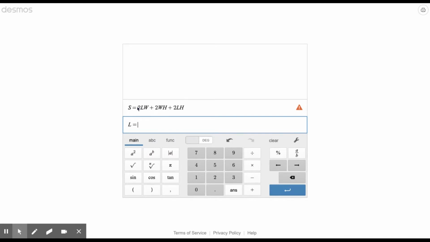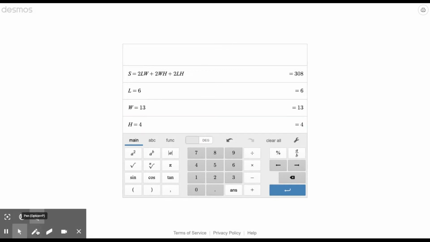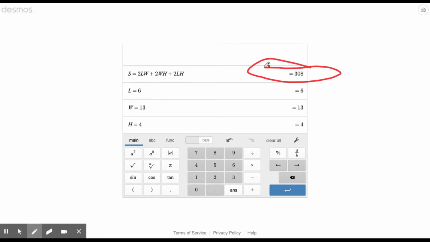So our length is equal to 6. Our width is equal to 13. And then our height is equal to 4. And then we look up top right here, and it gives us our final answer of 308.